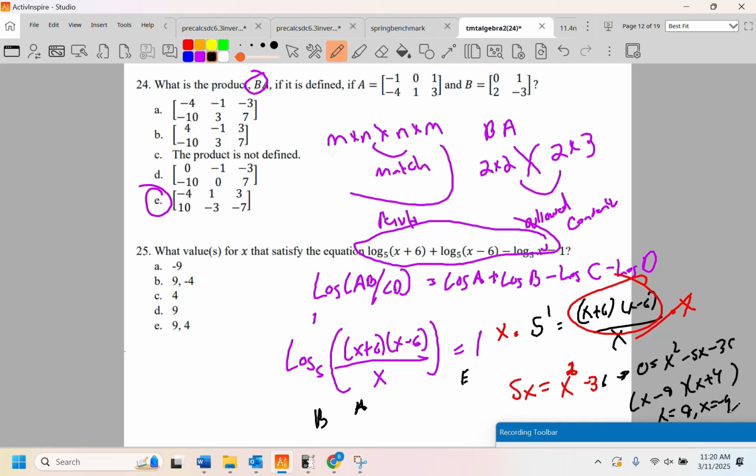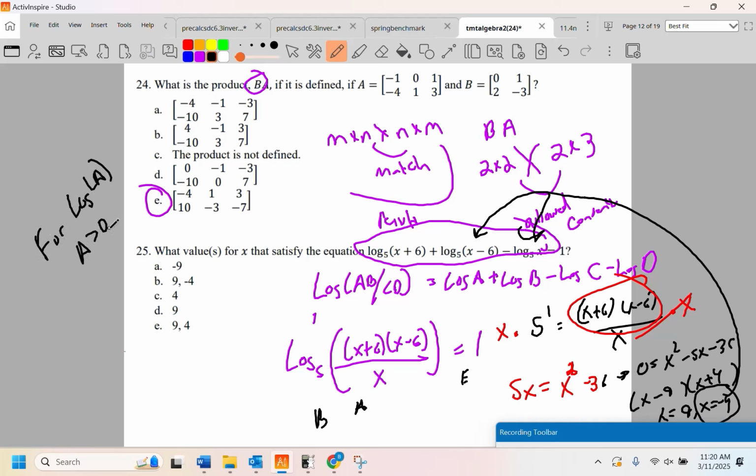Now, this is a problem. It's a problem there and it's a problem there. For a log with an argument, the argument is greater than 0. The negative 4 failed, the 9 kept.